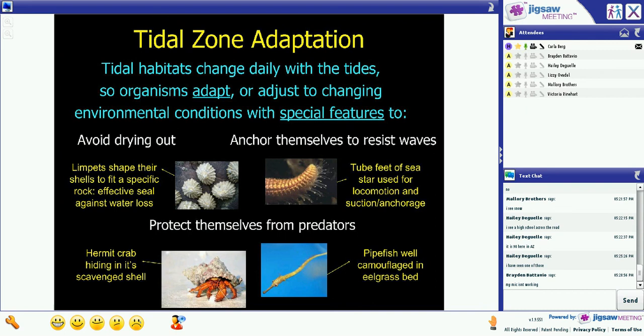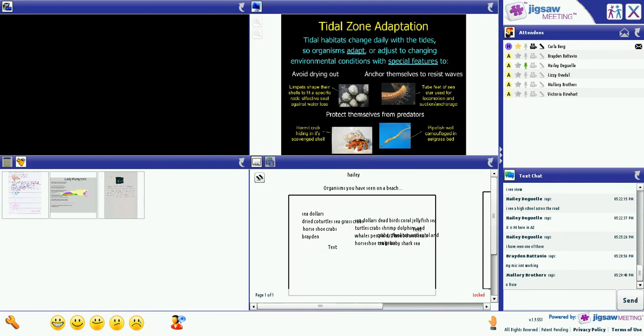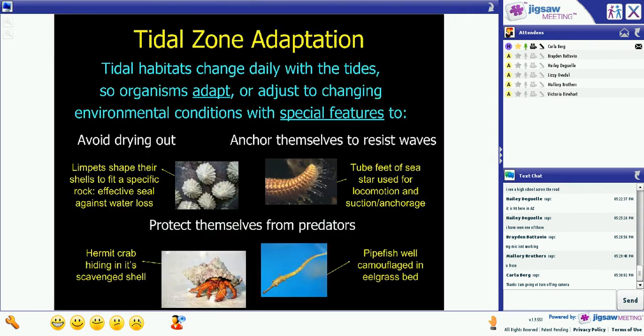All right, perfect. Does anyone else have an example of an organism that uses camouflage? Haley, go ahead. Ghost crabs use camouflage. They're white and you can barely see them when you're walking on the beach. Very good. Great job.